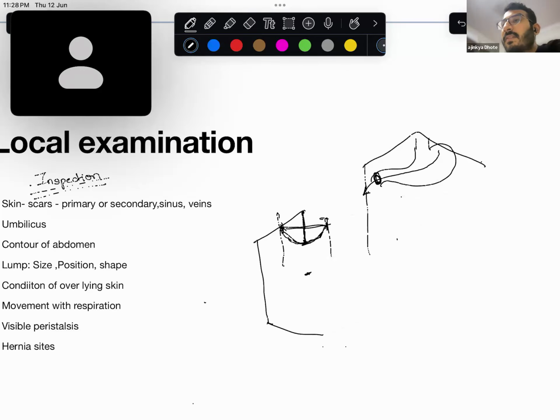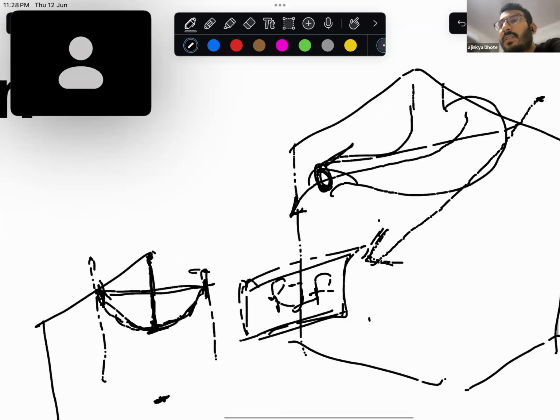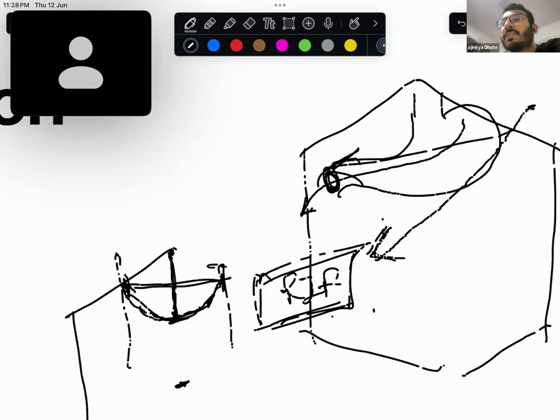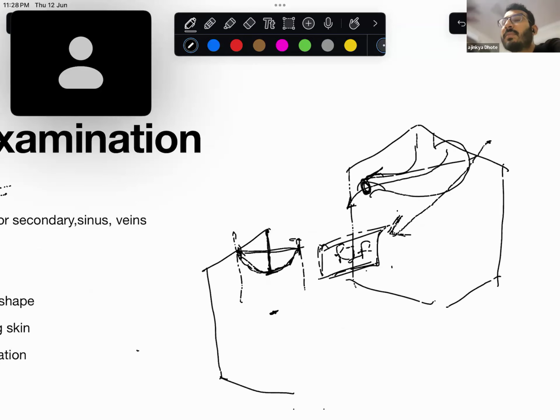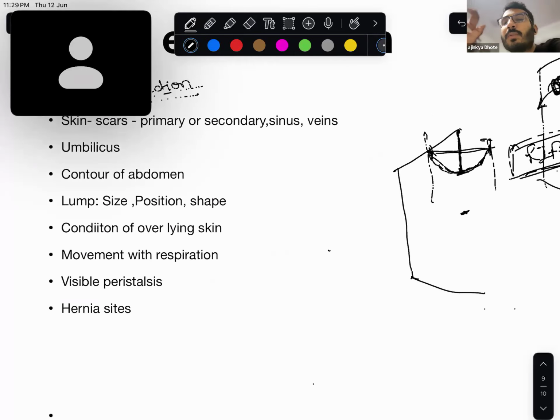You'll see peristalsis from the left hypochondriac region to either the RHC region or the RIF region. Now this is classically seen in gastric outlet obstruction or congenital hypertrophic pyloric stenosis. So there will be peristalsis seen from the left to the right side of the abdomen. This is very important. If it's seen, it's seen. If not, you don't say anything.